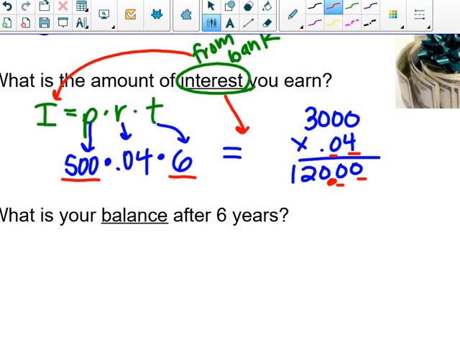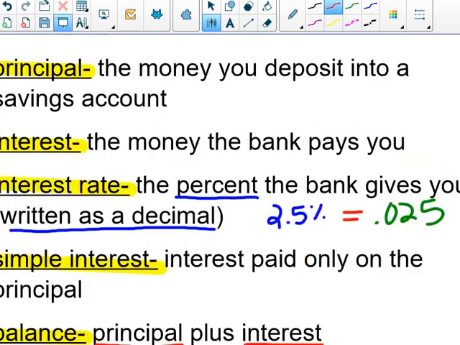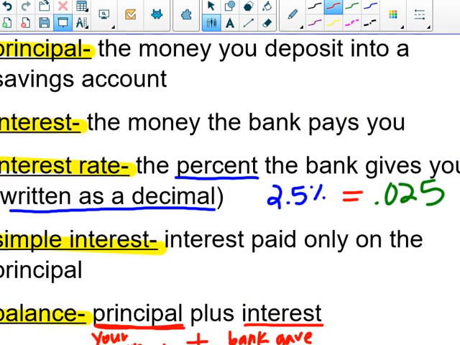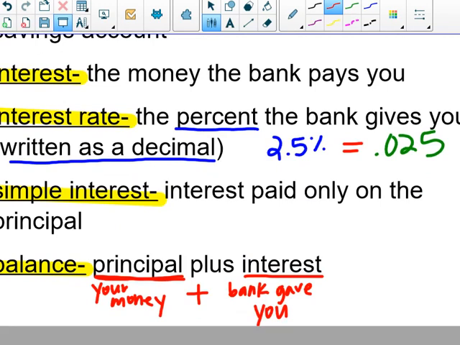From the bank, I am getting $120. Wow, I didn't have to do any work except be patient and not spend my money. Next box. What is your balance after 6 years? So remember we wrote down balance. The principal, which was your money, plus the interest that the bank gave you.